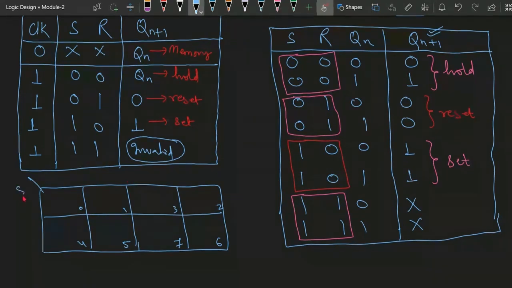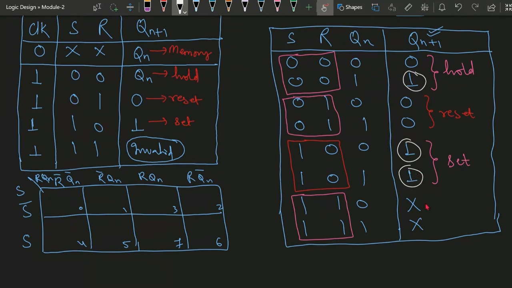Here suppose we have taken S, and here R and Q. So it is S bar and S, this is R bar, this is Qn bar, R bar Qn, R Qn, R Qn bar. I hope it is clear to everyone. Wherever there is a 1, we will take that as a min term, and this X is considered as a don't care.